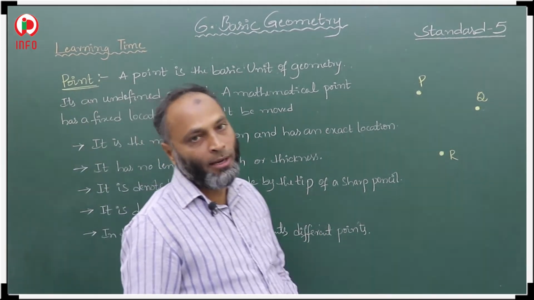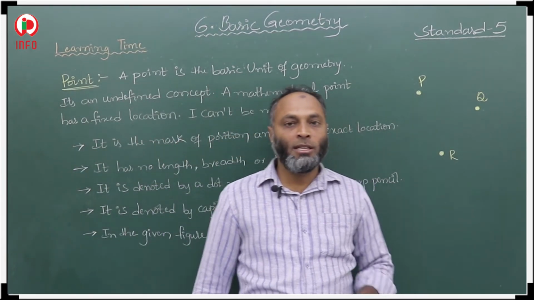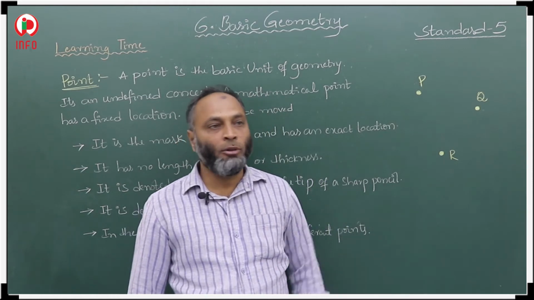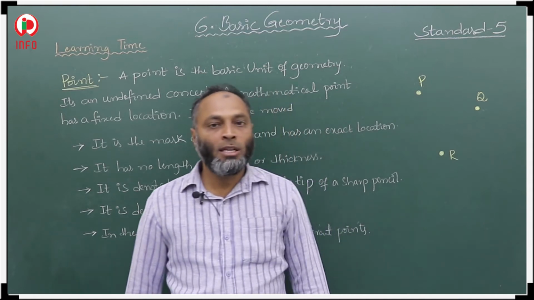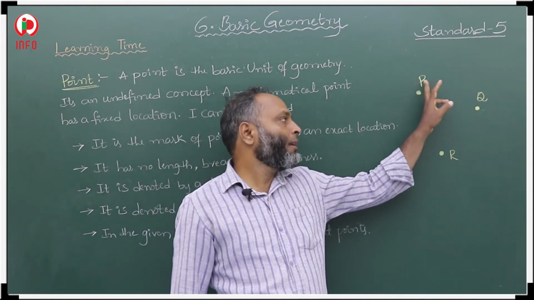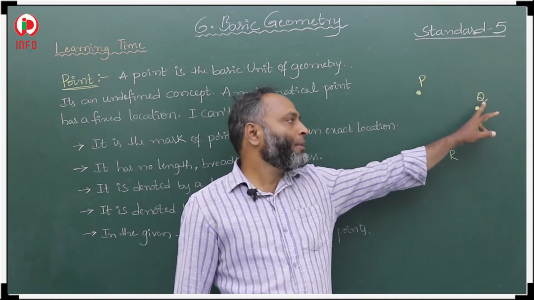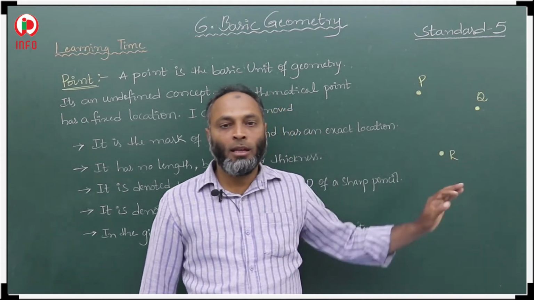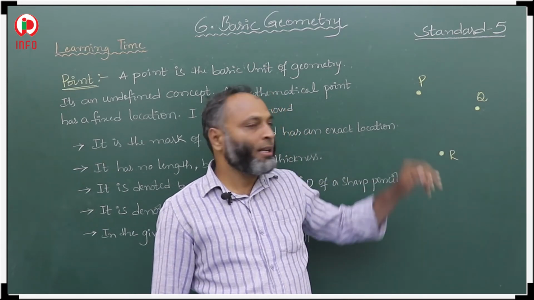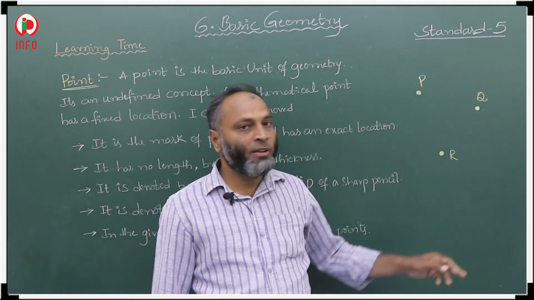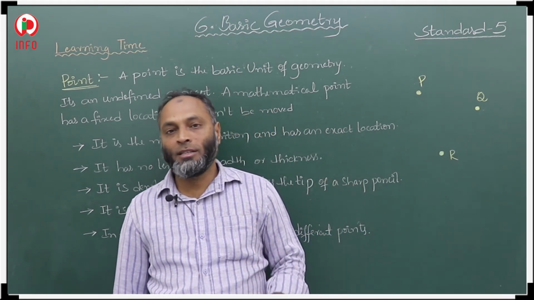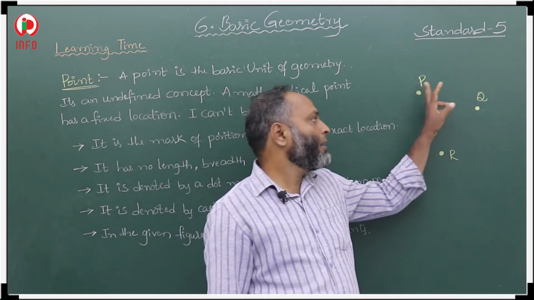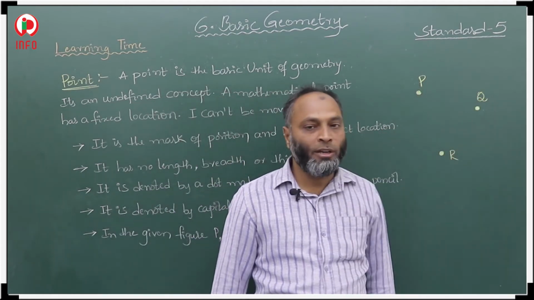Then how do we represent points? By using capital letters, capital alphabets. Here three points are there, P, Q, R. These three points we represent with capital P, capital Q, and capital R. In the figure, three different points are there, so we use three different capital letters to show point P, point Q, and point R.